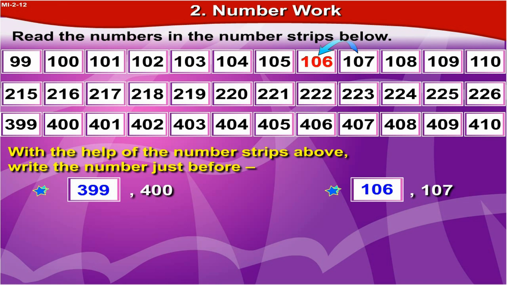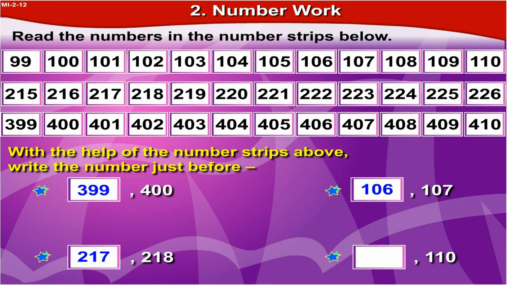Now the next one, what comes before 218? Before 218, we have 217. So 217 comes before 218. What comes before 110? The number that comes before 110 is 109. So 109 comes before 110.